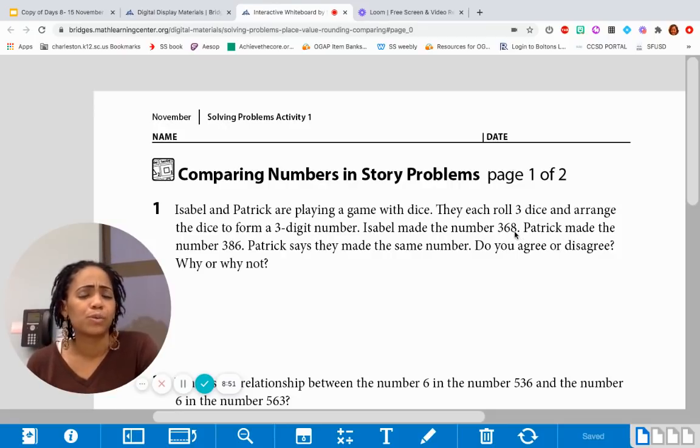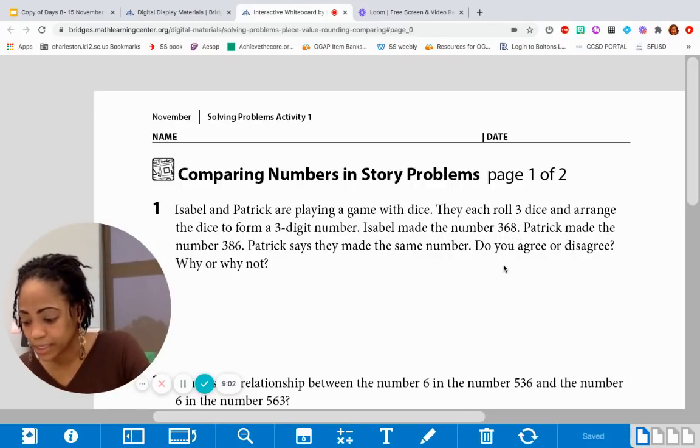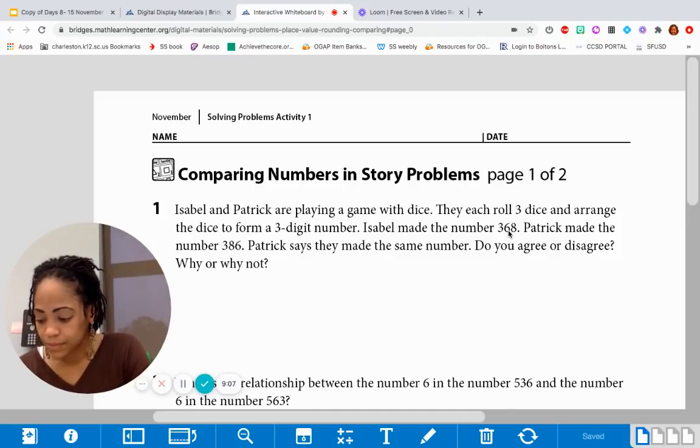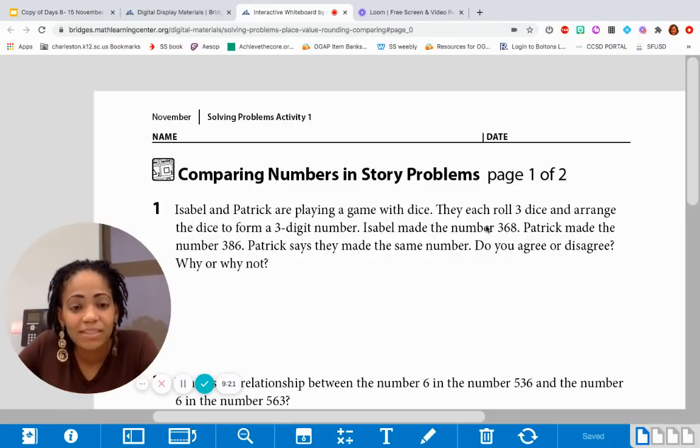Maybe we should look at just the ones place. So 8 in the ones place, 6 in the ones place. What do we know? Yeah, 6 and 8 are not the same. 8 is more than 6. You're right. What else? What about if we look at the tens place? Yeah, so we have 8 tens, we have 6 tens. 8 tens is more than 6 tens. Okay, so even though they have the same digits, they're different because of their place value.